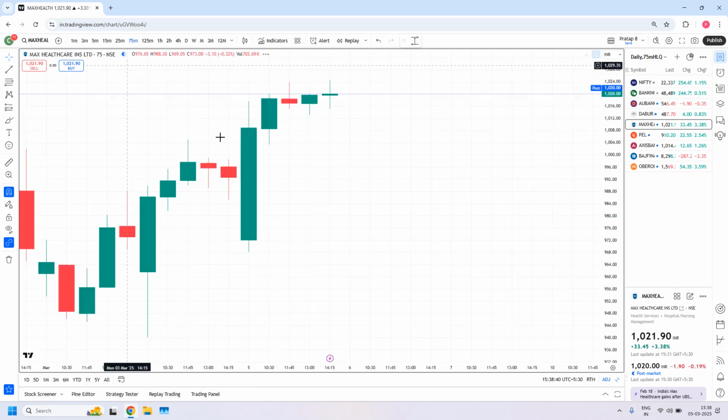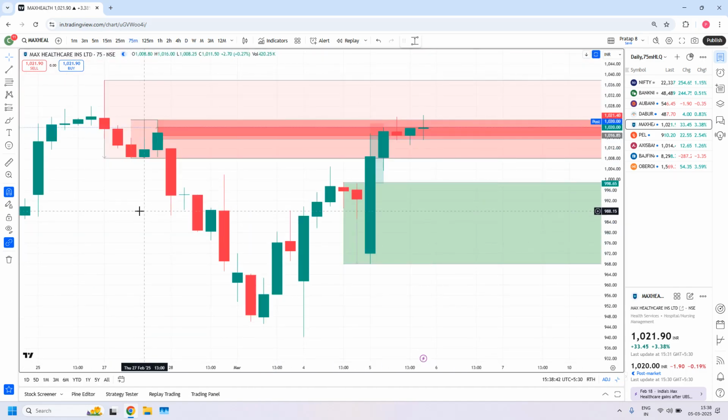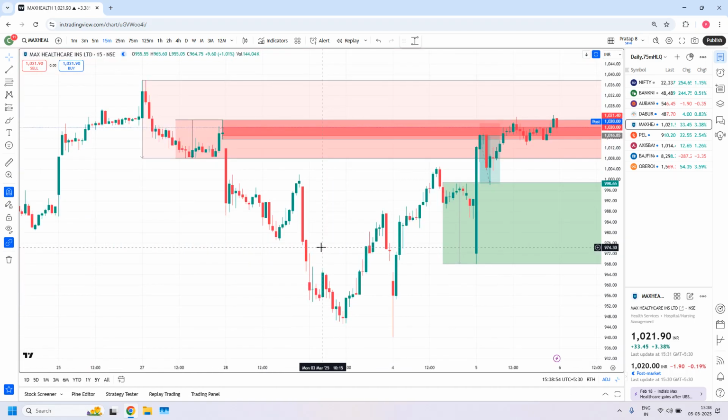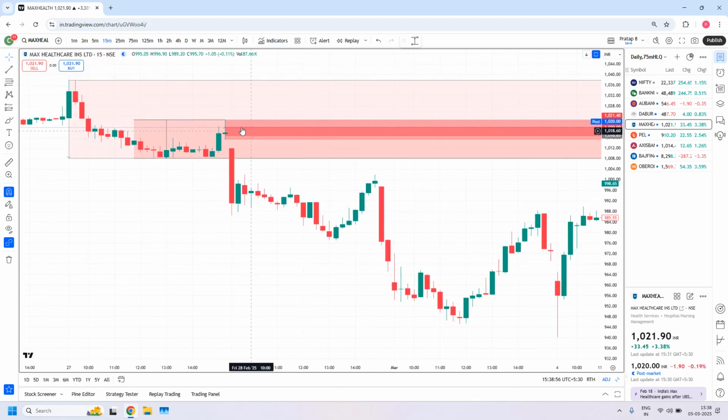Let's go to the 75 minutes time frame. Here you see in the 75 minutes time frame, we have a drop candle, 1, 2, 3 base candles, and again a drop candle. Within this 75 minutes area, we have a 15-minute zone. So here we have a rally-base-drop.